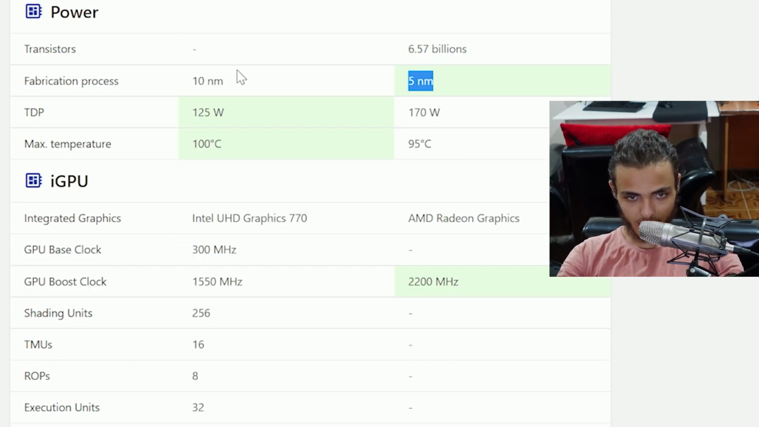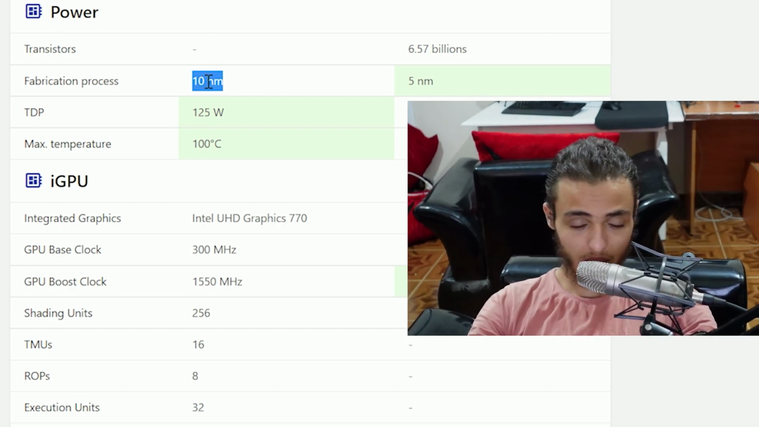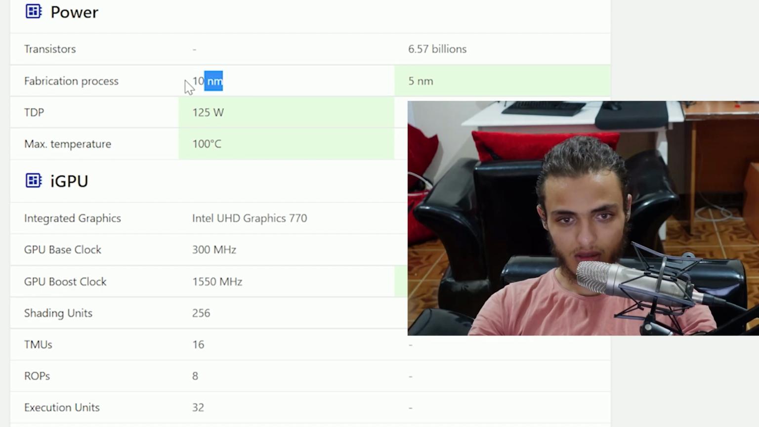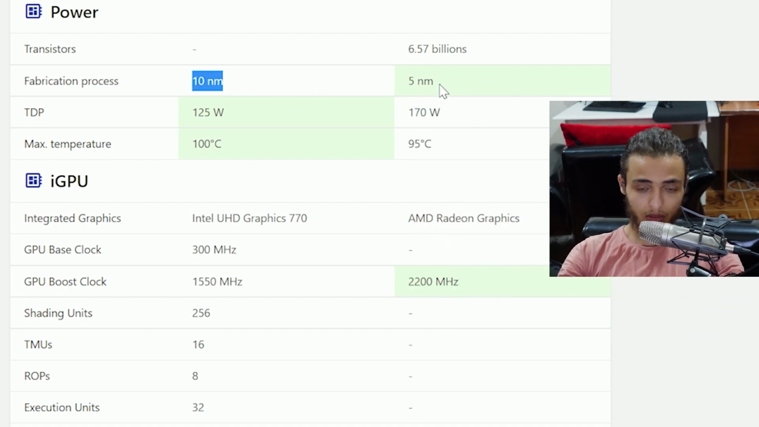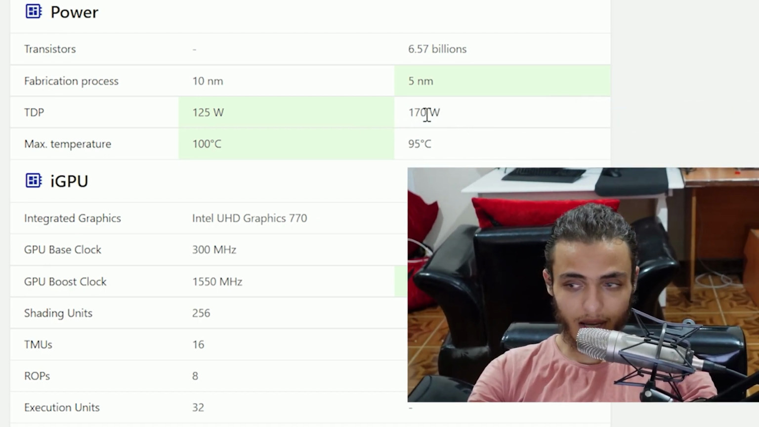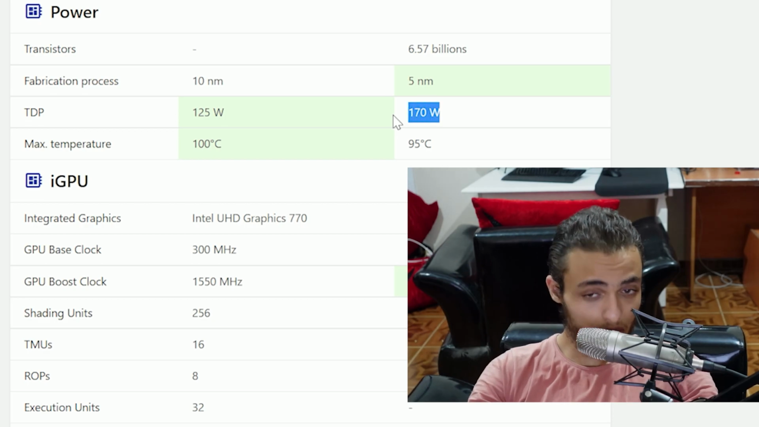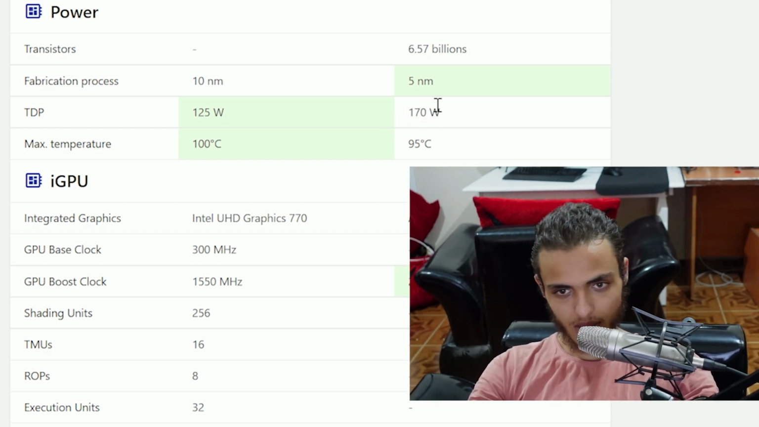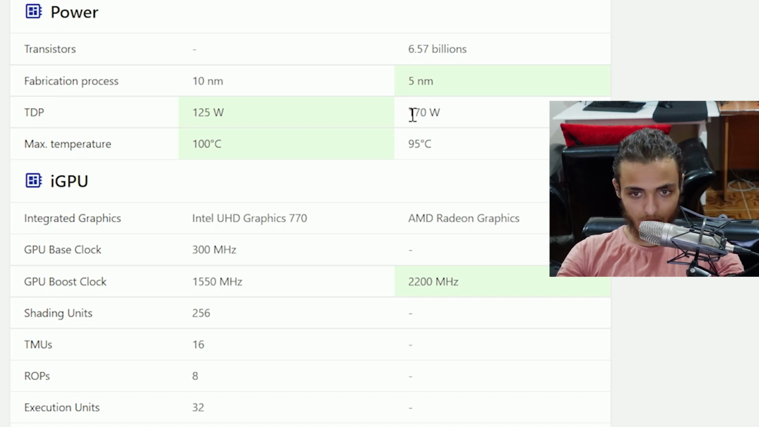AMD is based on 5 nanometer, while Intel is based on 10 nanometer. And honestly, Intel is very notorious for this. 10 nanometer is a lot, so it's not very efficient. Thus, it will produce a lot of heat in comparison to the 5 nanometer, because it's more efficient. However, actually, the TDP is 125 watts for Intel and 170 watts for AMD. So for the heating, honestly, I don't know. Yeah, it's more efficient, however, it consumes more wattage. So honestly, I don't know what to say. I don't know which CPU heats more.